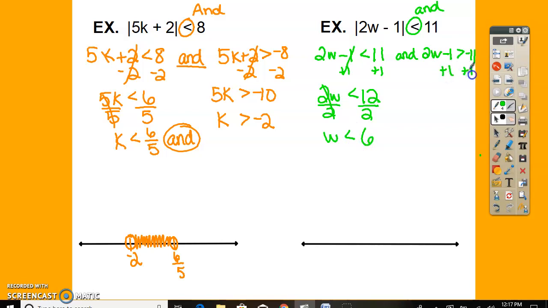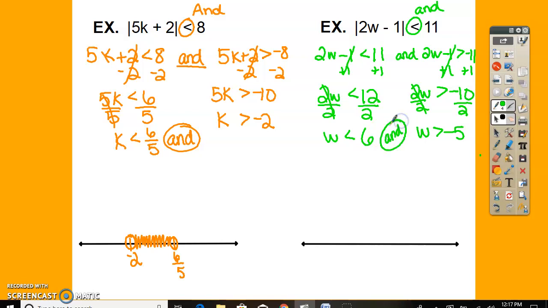Add 1 to both sides. You get 2w is greater than negative 10. Divide both sides by 2. So w is greater than negative 5. Again, this was an and statement.